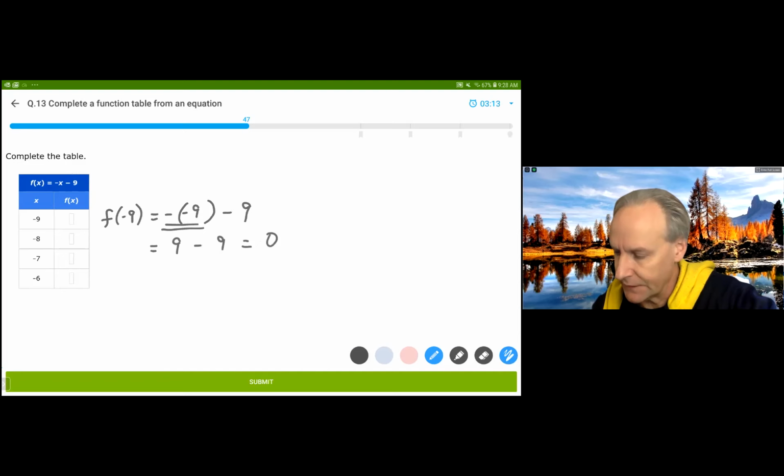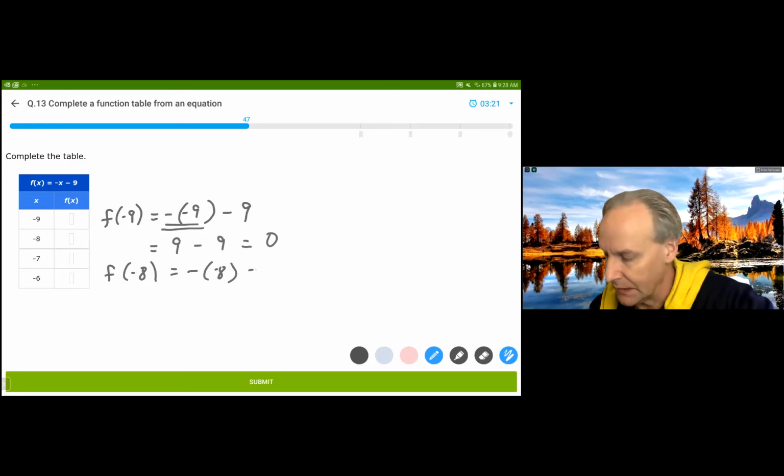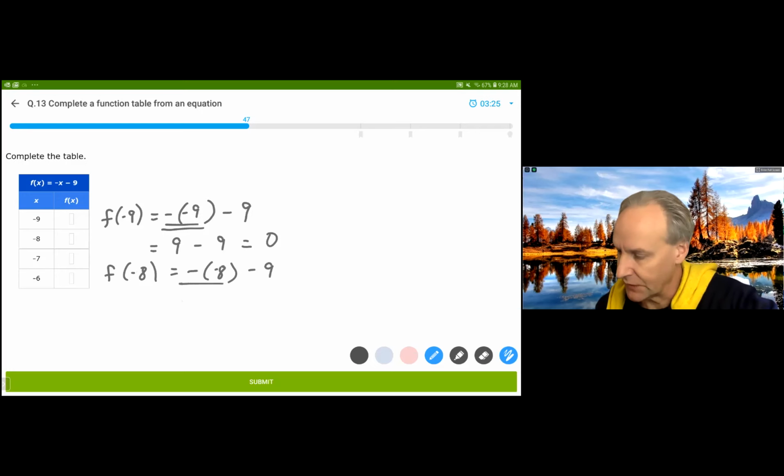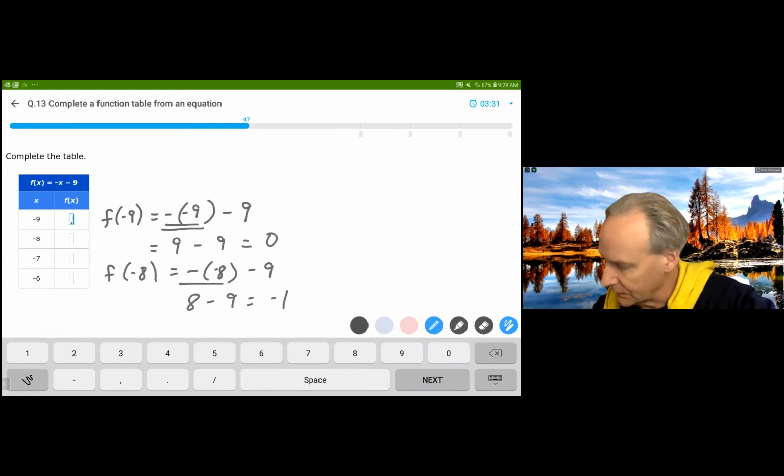Now, the others, I'm going to do one more. F of negative 8 is equal to the opposite of negative 8 minus 9. And there's a double negative there. That means that I'm talking about 8 minus 9, which of course is negative 1. So my first value is 0. Then I get negative 1.